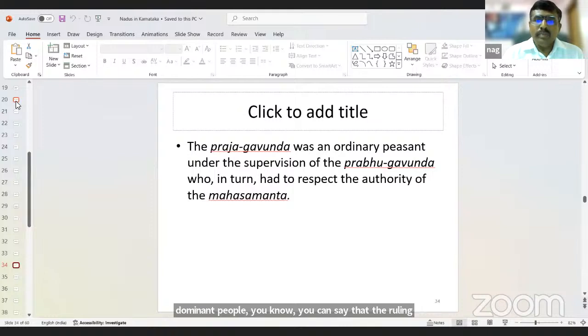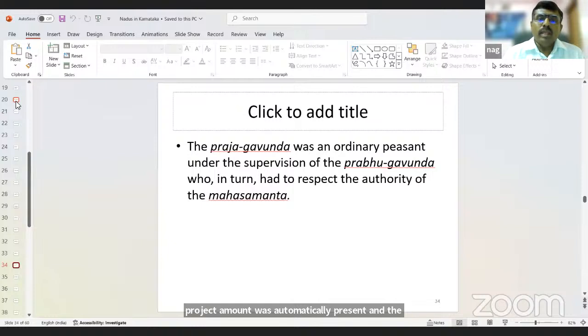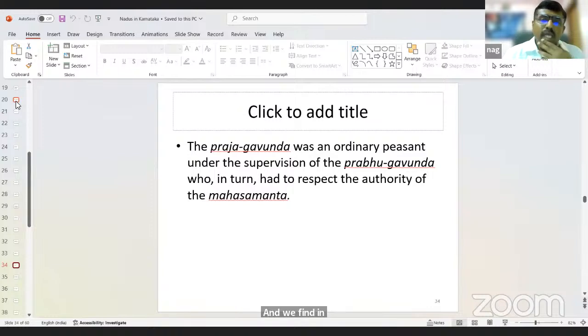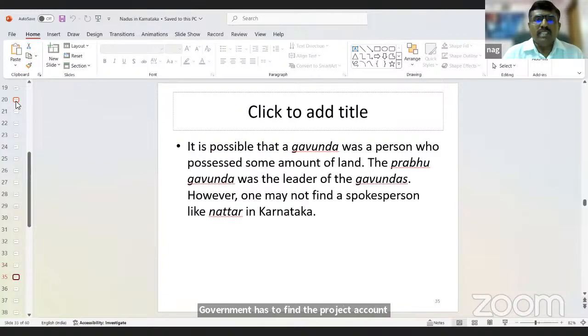Praja Gaunda was an ordinary peasant under the supervision of Prabhu Gaunda. So we find Praja Gaunda is there and it's controlled by Prabhu Gaunda. Prabhu Gaunda had the authority of Mahasamantas. He's a kind of Mahasamanta. So it's a feudal authority. He's very close to the state and the king. So we find that there was an emergence of two kinds of Gaundas, the Praja Gaunda and the Prabhu Gaunda, as the two important Gaundas here.